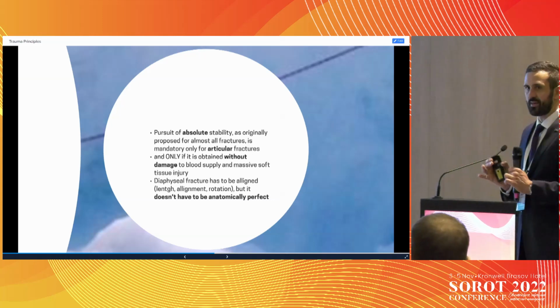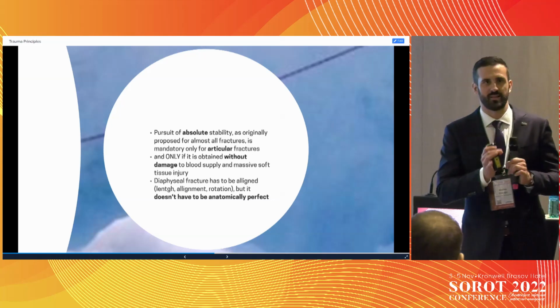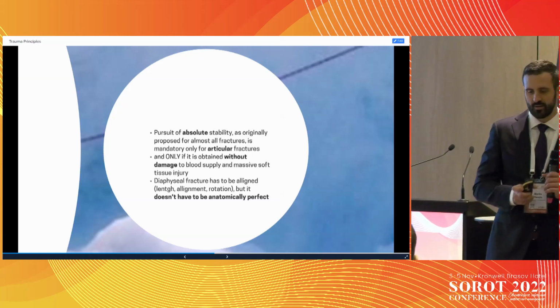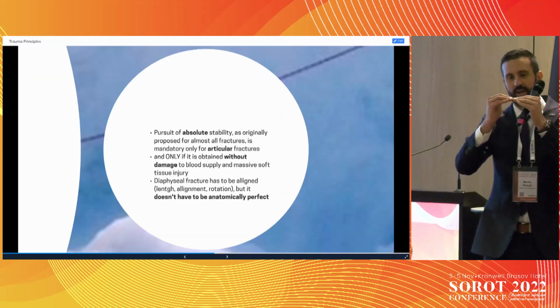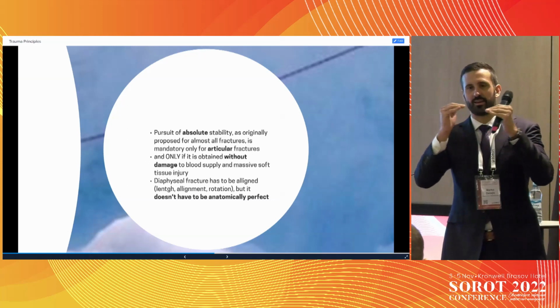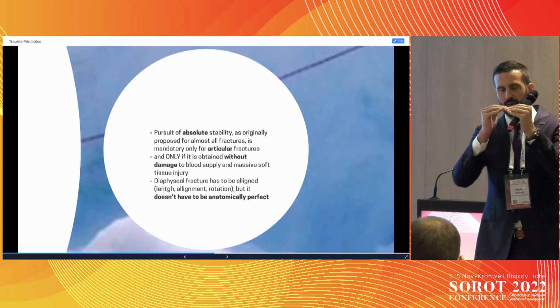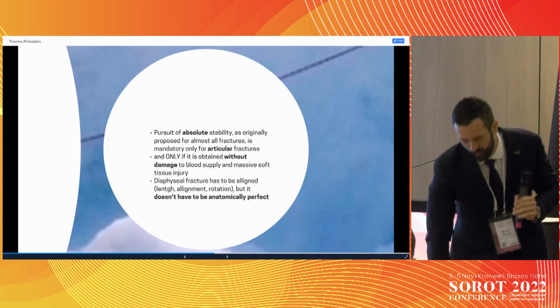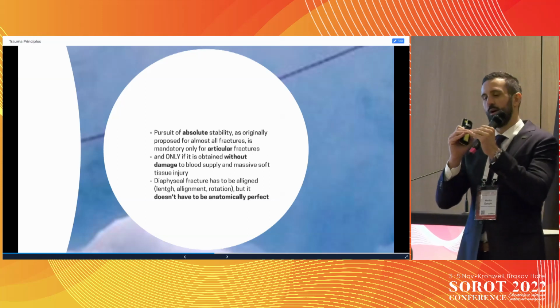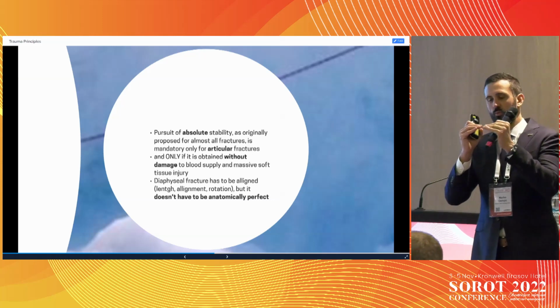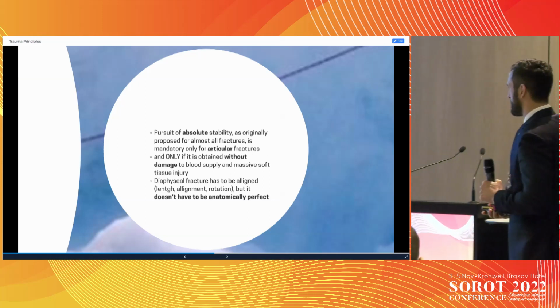Absolute stability is only important in articular fractures. In articular fractures, you cannot have any step off or gap. Ideally, the articular surface should be done with a step off of not more than 1 millimeter and with a gap of not more than 2 millimeters.